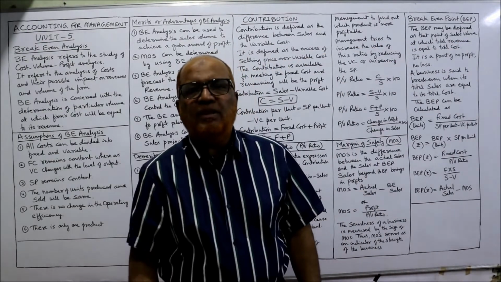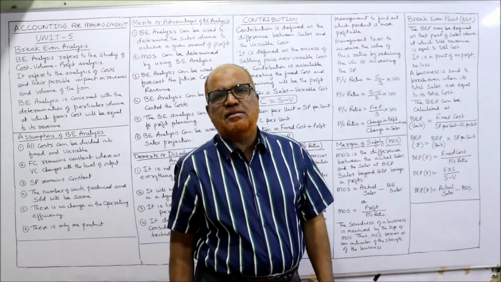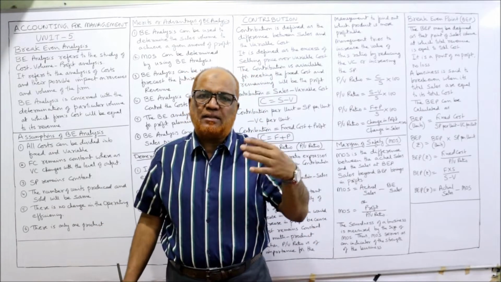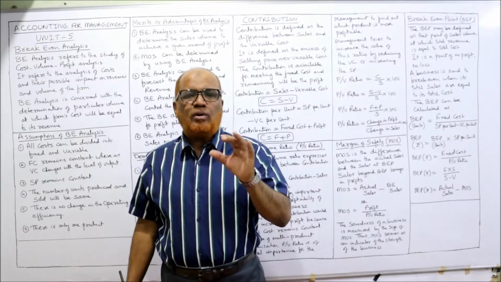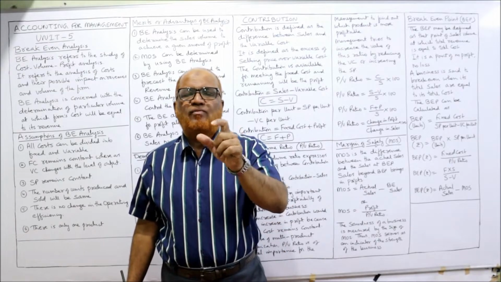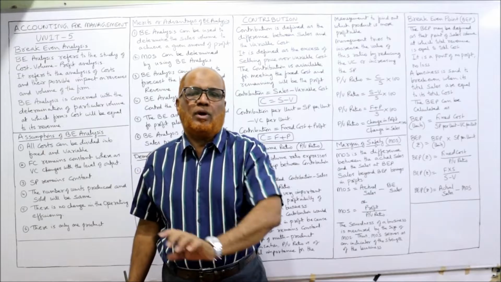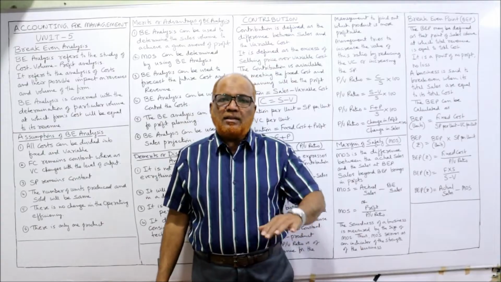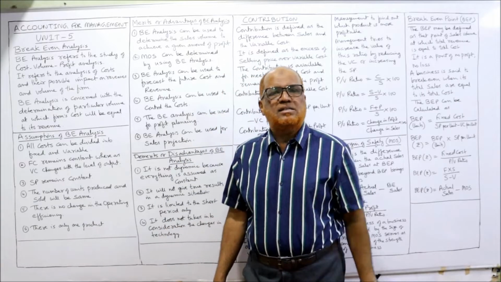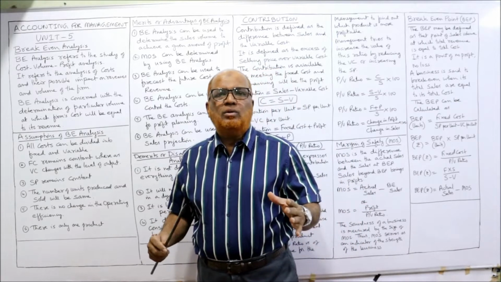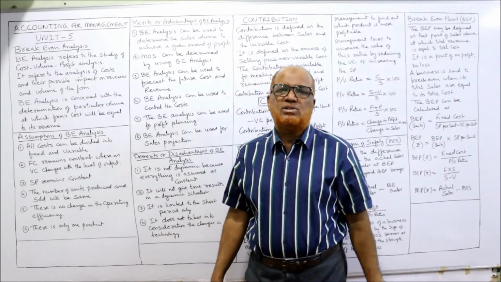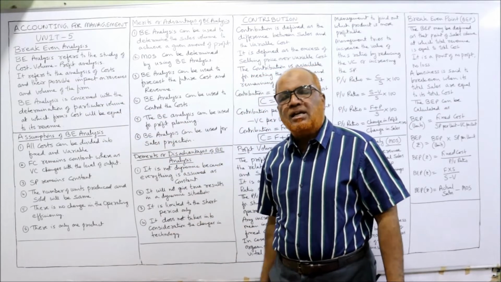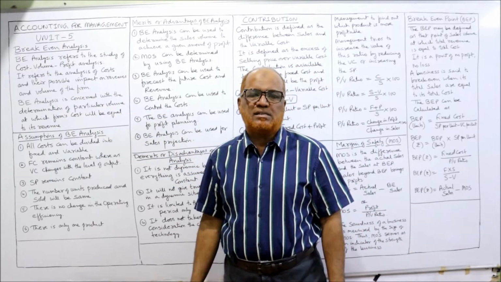Now, first of all, the meaning of the term break-even analysis. The break-even analysis has two different meanings, in a narrower sense and in a broader sense. In the narrower sense, break-even analysis means finding out the break-even point, the point where there is neither profit nor loss. And the broader sense of break-even analysis is where we find out the profit at different levels of activity. So here the break-even analysis refers to the study of cost volume profit analysis, CVP.